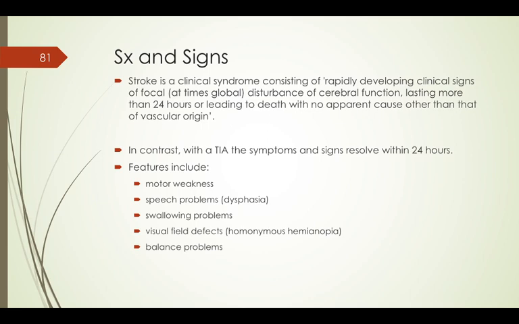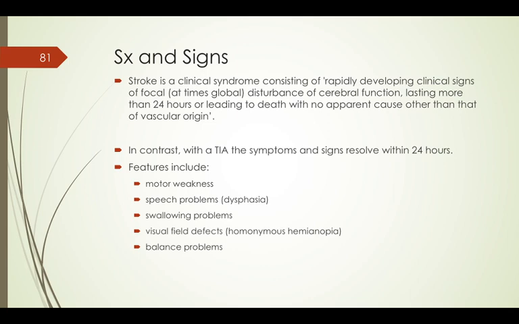So signs and symptoms, okay? So strokes can actually appear different in different individuals, and that's because the stroke symptoms can depend on exactly where you have the pathology. So generally it's defined as a rapidly developing set of clinical signs with disturbances of cerebral function that last more than a day, which can often lead to death with no apparent cause other than that of a vascular origin. Okay, TIAs, as I've said, are symptoms and signs that tend to resolve within a day.